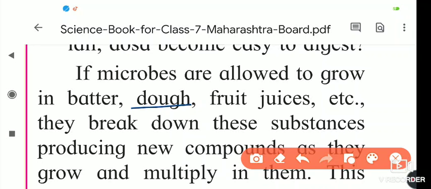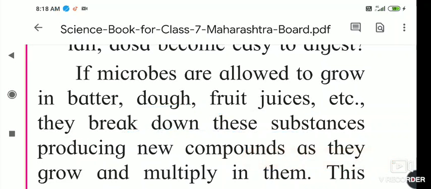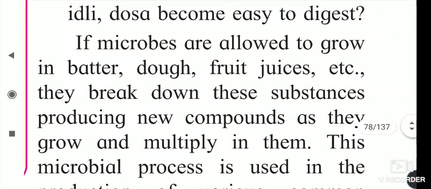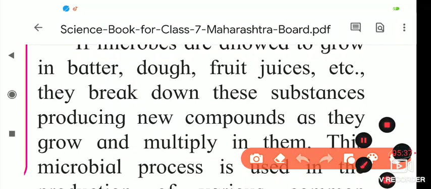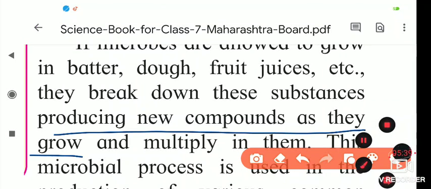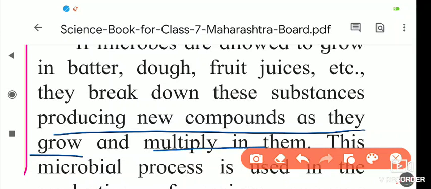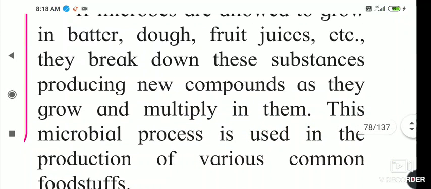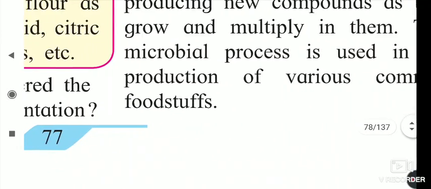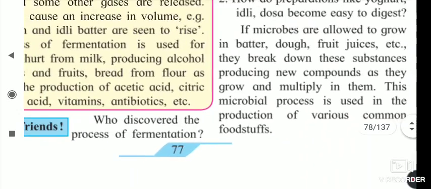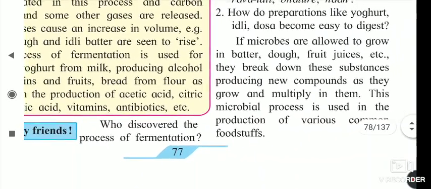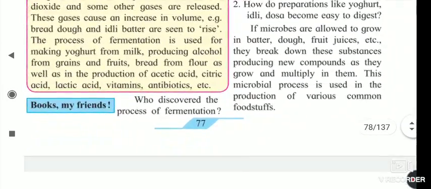because of it, it becomes spongy. The fruit juices etc. break down these substances, meaning which substances? The carbon products present inside that substance, producing new compounds as they grow and multiply in them. This microbial process is used in the production of various common foodstuffs. So we use the fermentation process for the production of various foods.